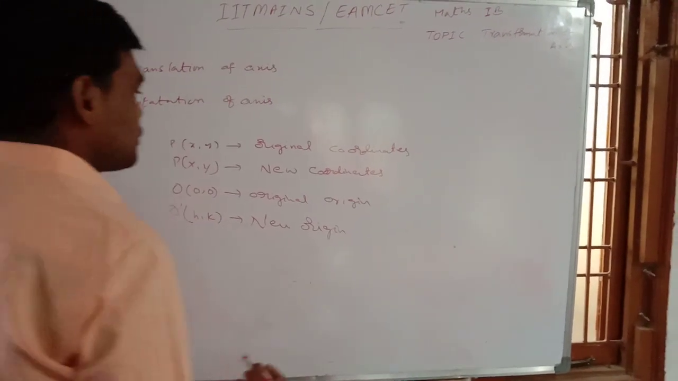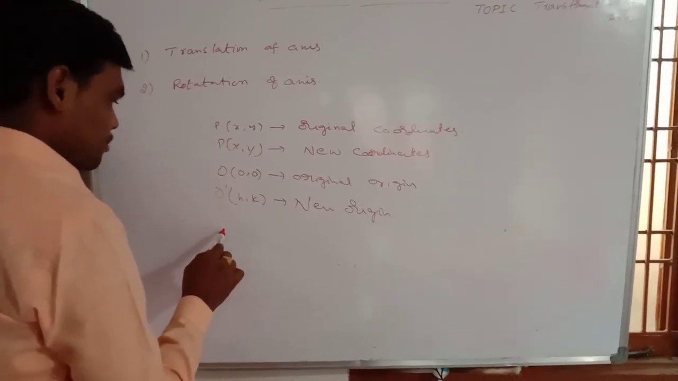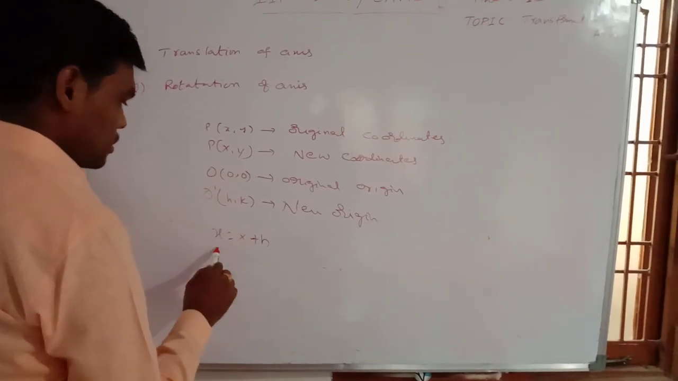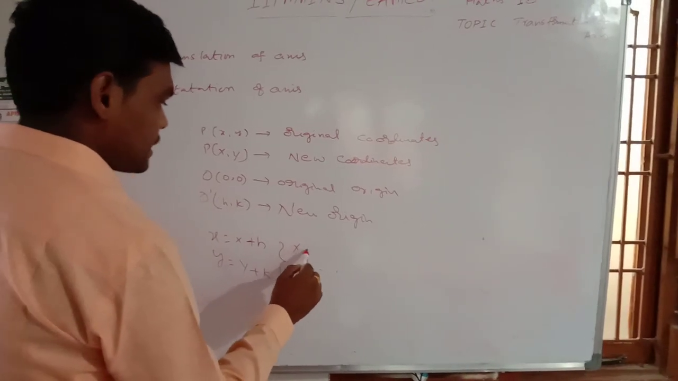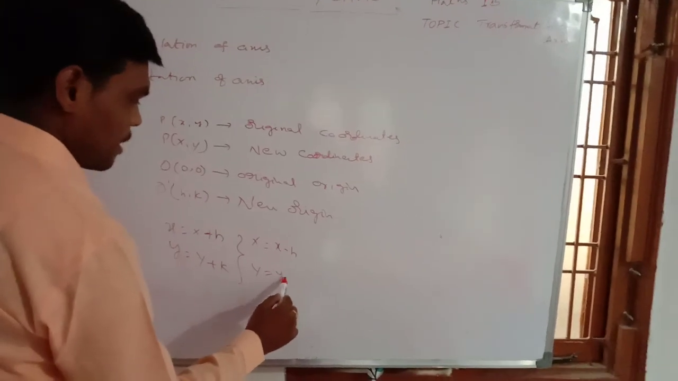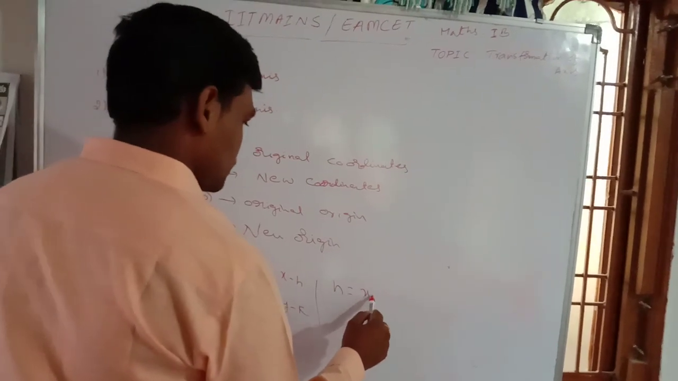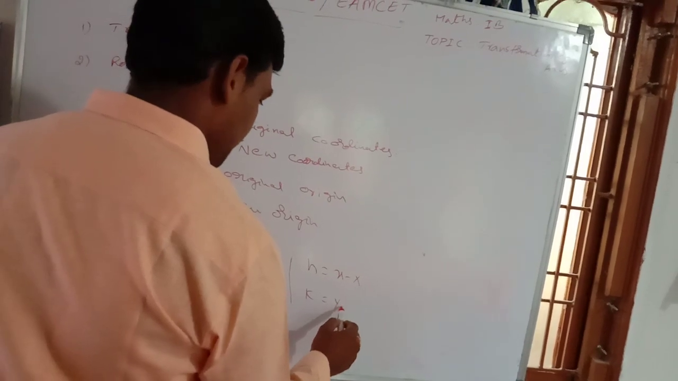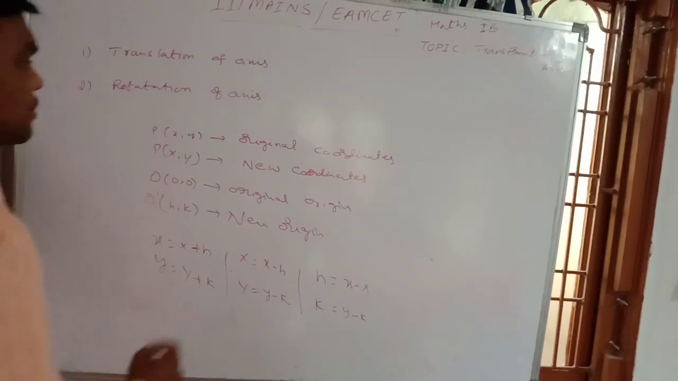Next, we find the transformation of axis. The transformed equations are small x is equal to capital X plus H, small y is equal to capital Y plus K, and capital X is equal to small x minus H, and capital Y is equal to small y minus K, and H is equal to small x minus capital X, K is equal to small y minus capital Y. Okay, see the board.